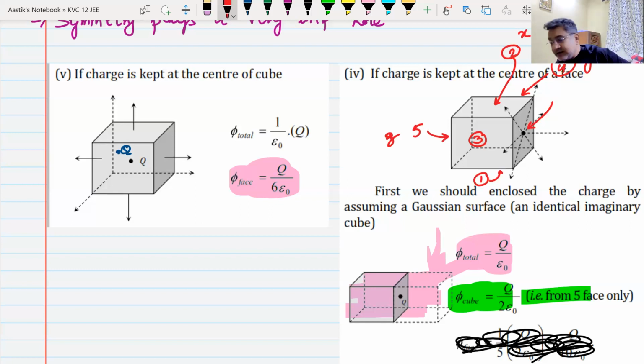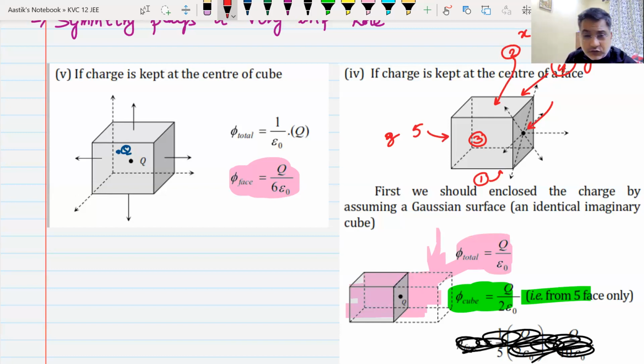All are symmetrical. Let me bring out my cube. The charge is placed here. You look at this surface and you look at this surface. It is symmetrical with respect to this. But look at this and this. It is also in the same orientation, in a different plane. From this to this, the distance is a by 2. From this to this, the distance is a by 2. It is placed symmetrically with respect to this face as well as this face. Do we understand this?